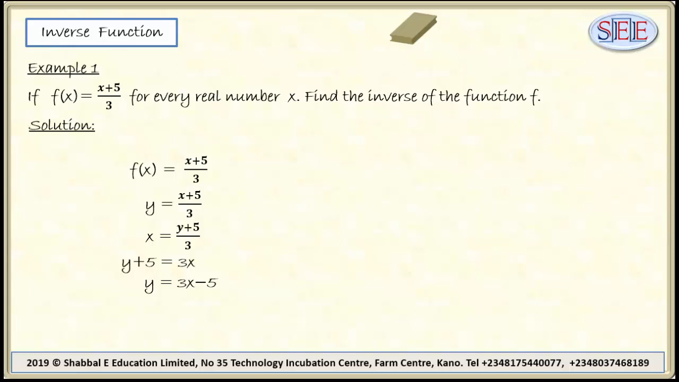Last step, it says replace y by the symbol f inverse of x. So I now have f inverse of x equals 3x minus 5. This is the inverse of the function f.